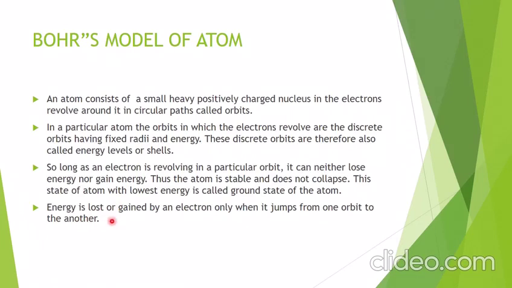Next, energy is lost or gained by an electron only when it jumps from one orbit to another. Means when an electron is jumping from a lower level to a higher level of orbit, then only it takes energy, and when it comes back to its same shell, then it loses energy.